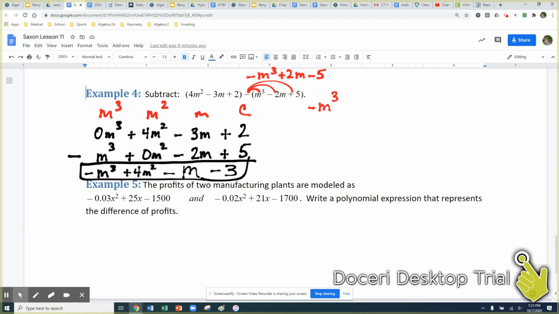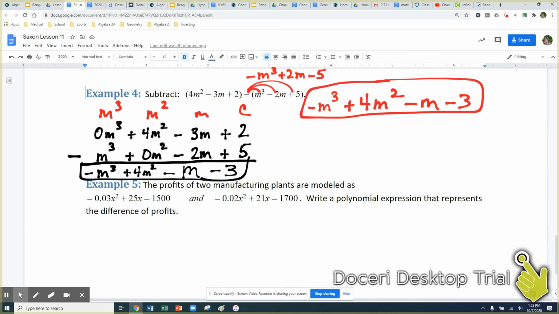4m squared has nothing to combine with, so that just comes along as plus 4m squared. And I got a plus 2m here. I've got a minus 3m here, so negative 3 plus 2, negative m. And a positive 2 combined with a negative 5 is negative 3. So we should get the same answer as we just had, hopefully. But that's the other way. You can think of each of those numbers after the subtract sign just as their opposites. And then you're right back to just combining like terms, like we did in the problem above.